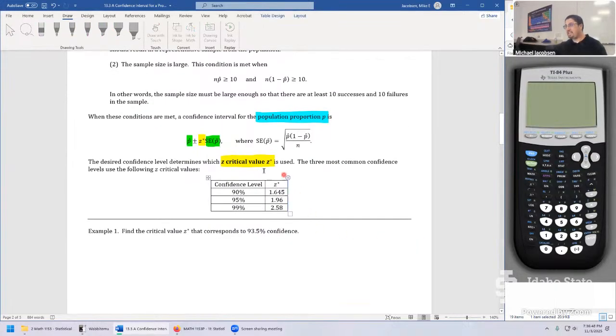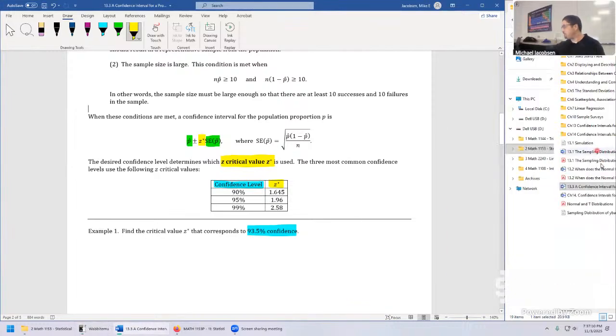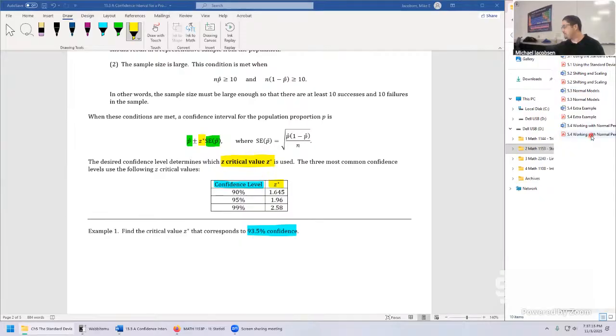So just to get a good idea of what z star really is, let's calculate a weird one. The critical value z star that corresponds to 93.5% confidence. Let me change up this color coding a little bit so we can focus on the confidence versus the critical number. Well, there's one other document that I forgot to load up. I wish I did. Let's take a quick mental break while I grab this.